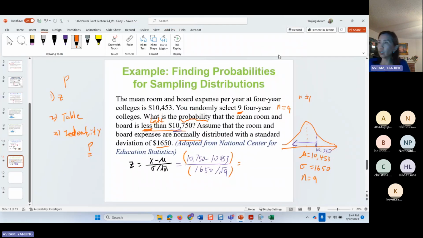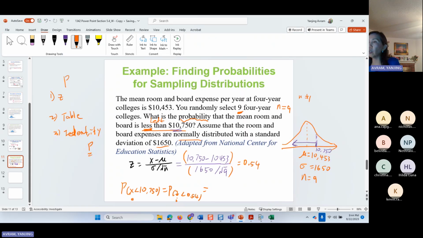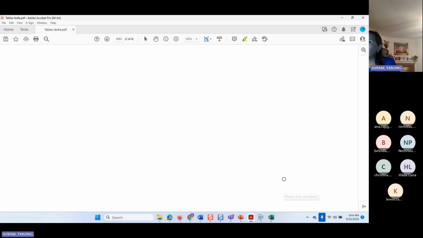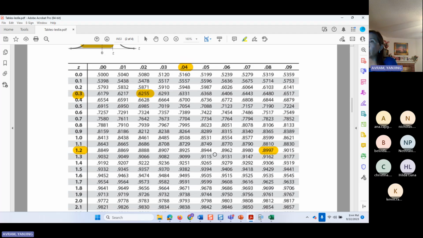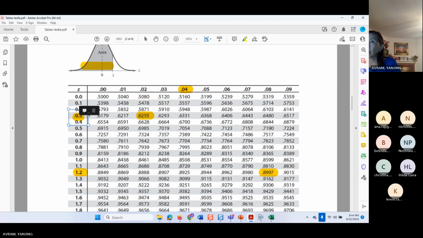Your z-score here is positive 0.54. Since I'm reading the area to the left, x less than 10,750 is equal to z-score less than 0.54, right? We converted this data value into the standard score. Now we can read the table. Reading forward is very easy. All right, let me go ahead and delete all this so you don't get confused.